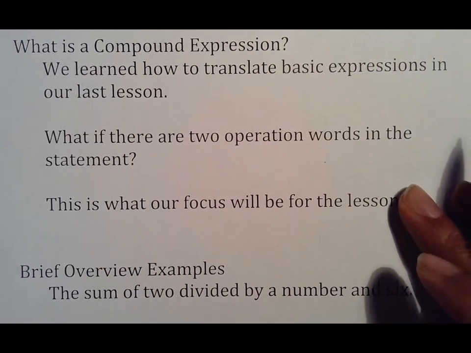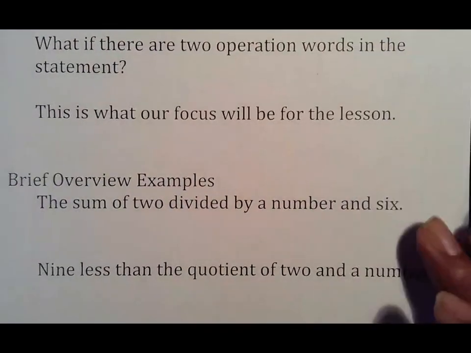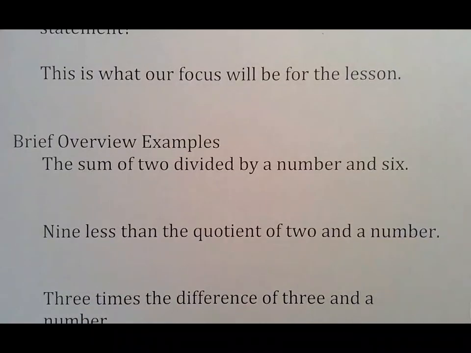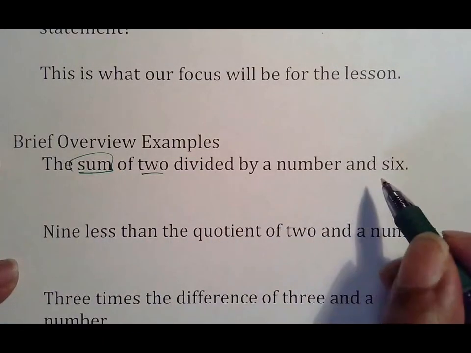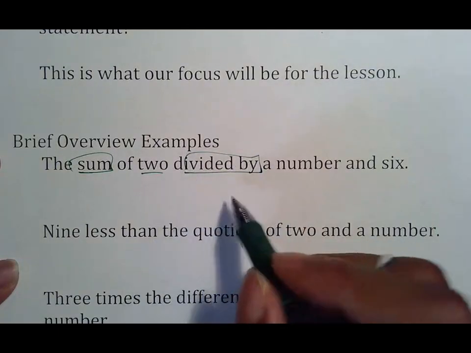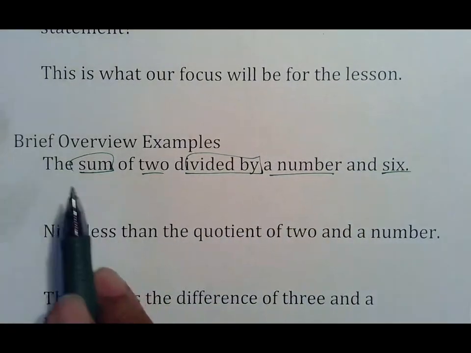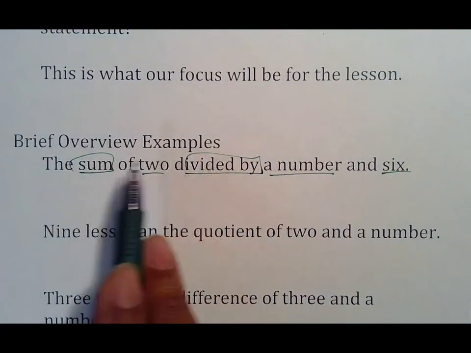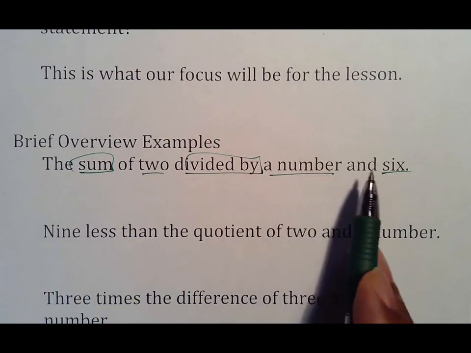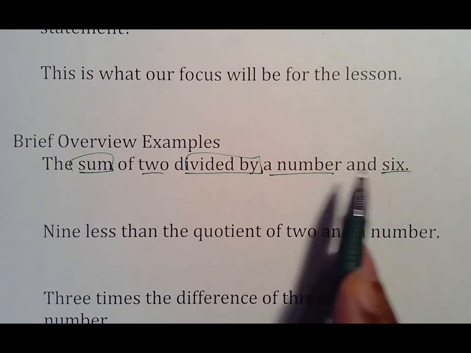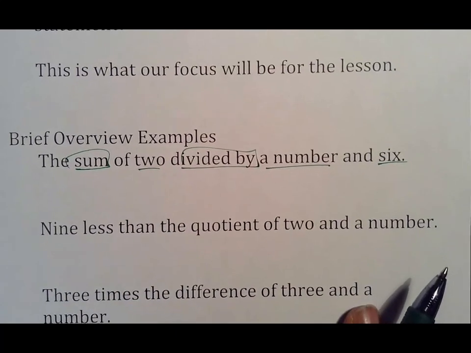So a compound expression is going to have more than one operation. So a brief overview, quickly: sum of 2 divided by is another operation, a number, and 6. And notice that we have two operations, sum and divided by, and we have three values, 2, x, and 6. Now you can use an in most cases, but again, that's what we're dealing with now.